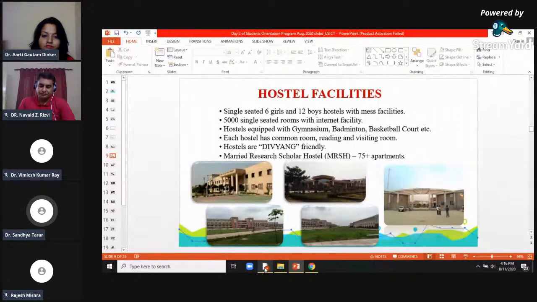Two of the wardens are here with you, even four of us are wardens. Dr. Aarti Gautam Dinkar is looking after one hostel, which is Mahamaya Girls Hostel. Dr. Naveed Zafar Rizvi, one of the brightest and most dynamic faculty of the School of ICT, is looking after which hostels, sir?